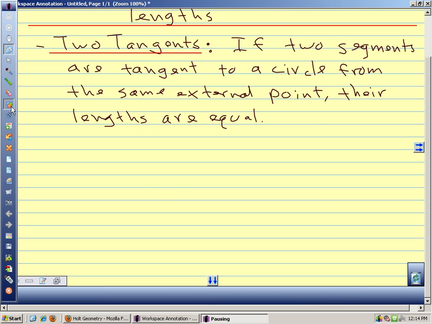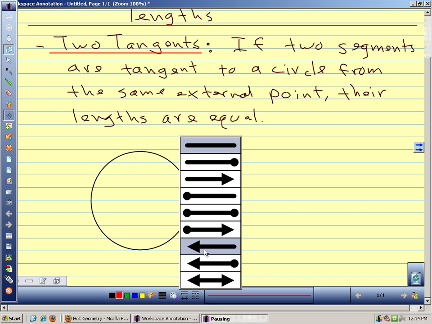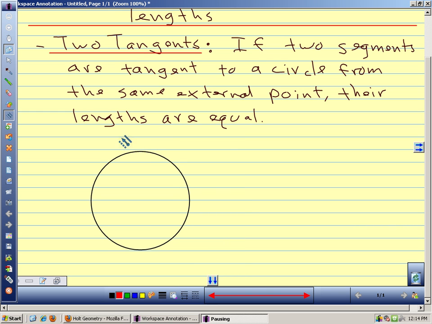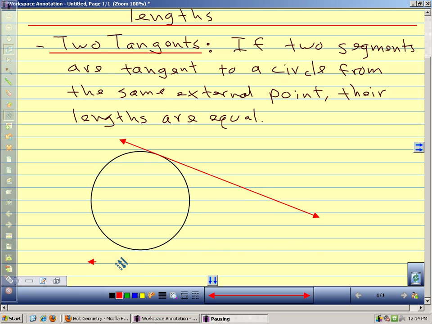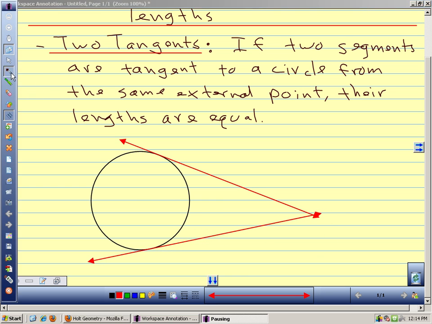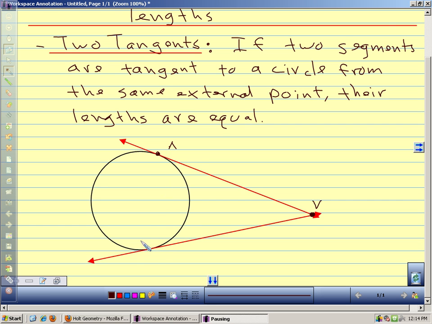So here is our circle, and again, this is on the bottom of the fourth page on your flip book, and our two tangents. So here are our tangents. And here's our other tangent. And here's the external point where they intersect. And we'll call that point V. And this tangent point is point A. And the tangent point down here is point C.